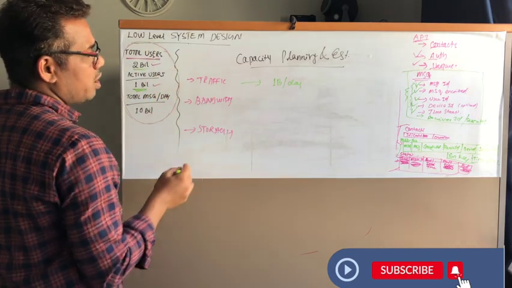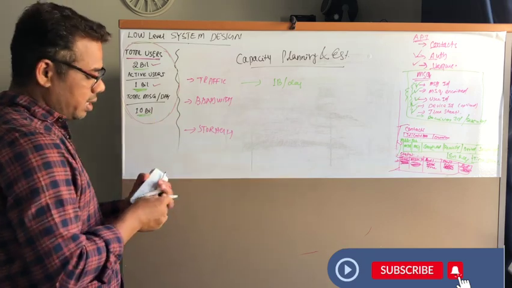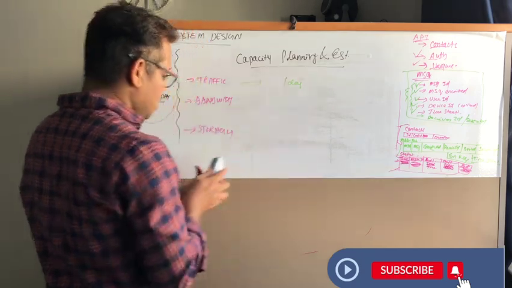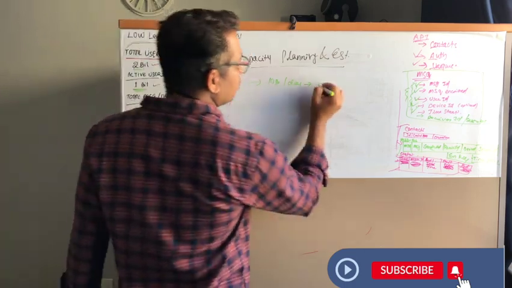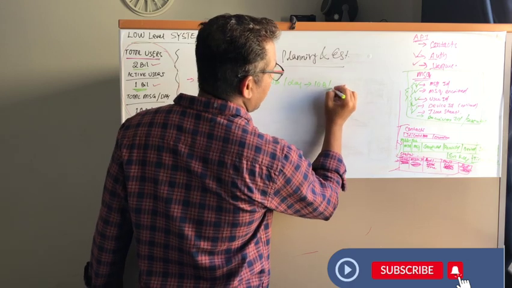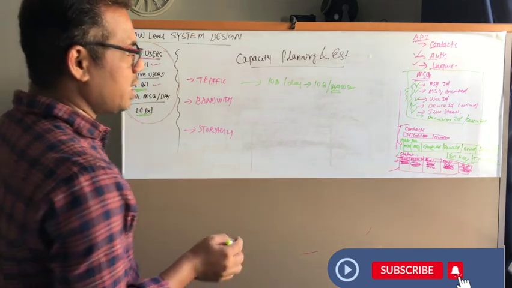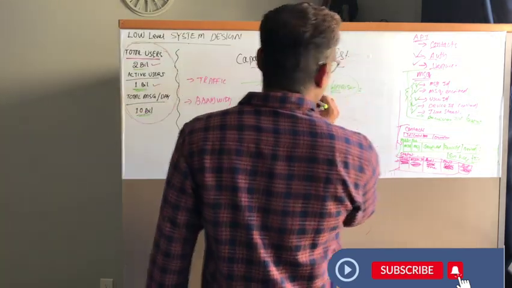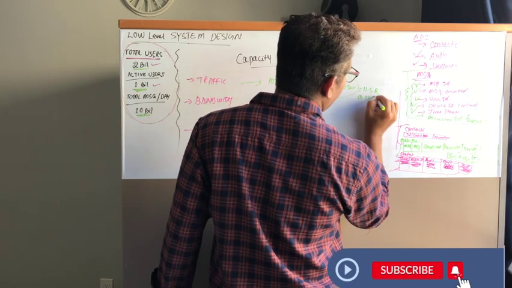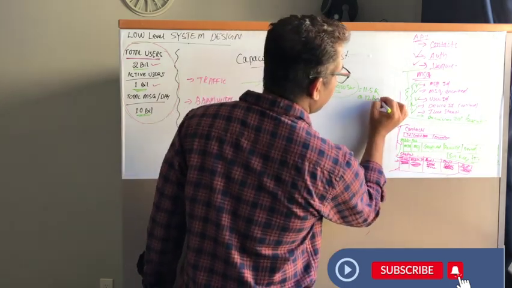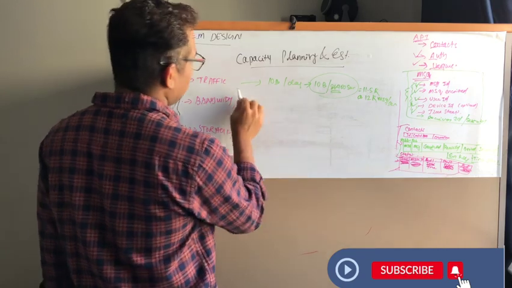So 1 billion users per day means there are a total of 10 billion messages coming into the system per day. How can we calculate this per second? 10 billion divided by 86,400, because in a day there are 86,400 seconds. If you divide by this, it comes to around 11.5k, or near about 12k. Rounding it, it will be 12k messages per second. That is the traffic going to come to the system per second.